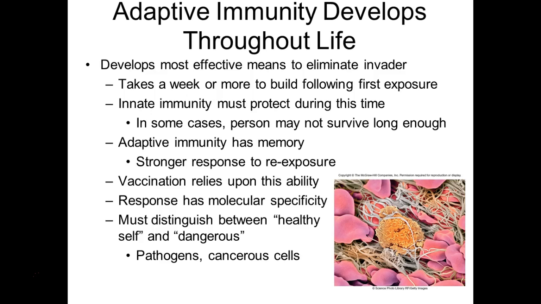This is molecularly specific, so we're talking down to individual amino acid sequences, sugar sequences on these particular pathogens. The other important component of this adaptive is that we have to be able to recognize healthy self from dangerous self, because we don't want to destroy our own healthy cells. But if they have become infected, if they're dangerous, if they've become cancerous, we want to be able to eliminate them.